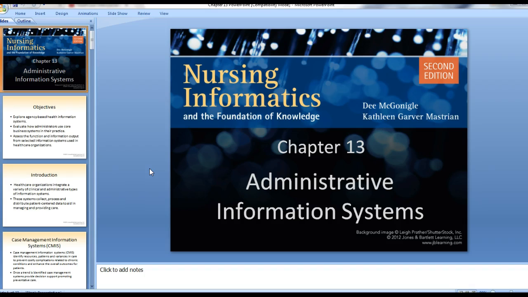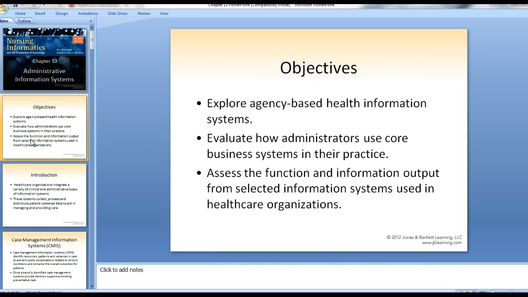Here we're going to talk about administrative information systems, chapter 13. We're going to explore agency-based health information systems, evaluate how administrators use core business systems in their practice, and then assess the function and information output from selected information systems used in healthcare organizations. So you're like, oh my gosh, I don't know what you just said. Sounds like blah, blah, blah. But breaking it down, we're going to look at health information systems.